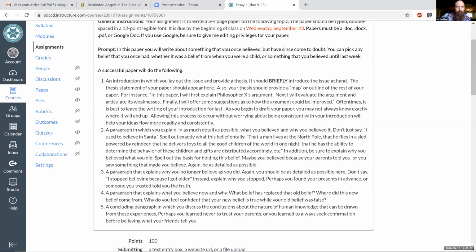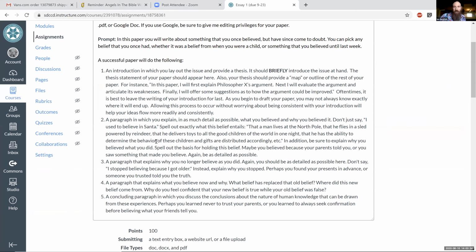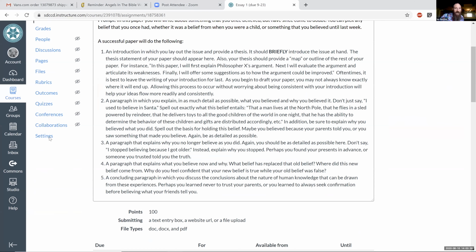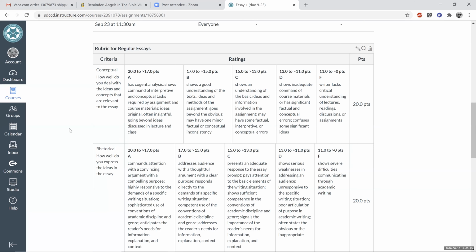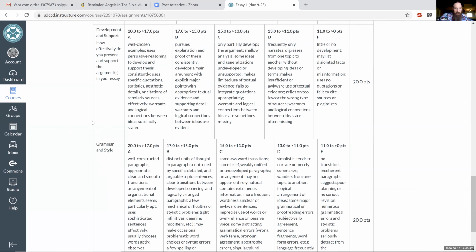Now here's the rubric for these essays. So as you can see, I've got 5 categories for the rubric. Each category is worth 20 points. So you end up with essays out of 100 points, which is how I set it up.